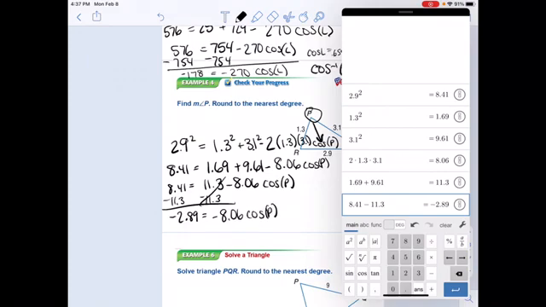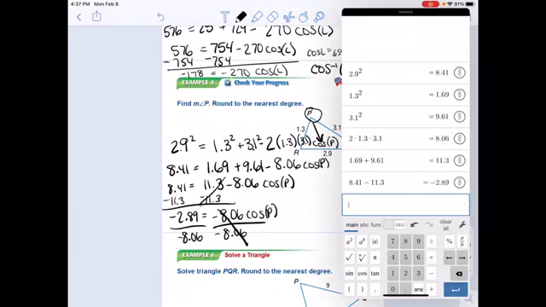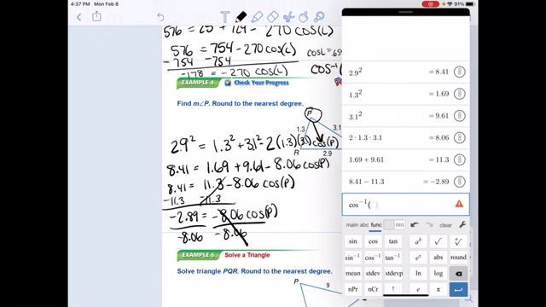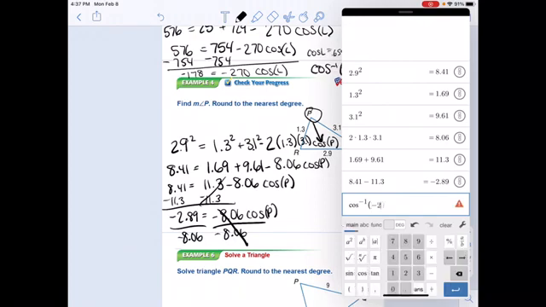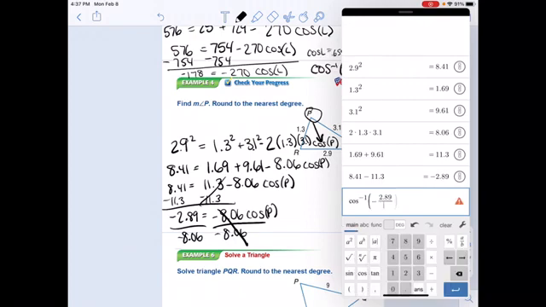I'm trying to find an angle measure, I always do the inverse. So once I find this fraction, I'm going to take the inverse cosine of it. So you can look over here on the calculator. I'm going to do inverse cosine of negative 2.89 divided by negative 8.06. And you notice because these are both negative, you can actually get rid of the negatives. We know that fraction has to become positive. So we end up getting that the measure of angle P is equal to, to the nearest degree, 69 degrees. Okay?